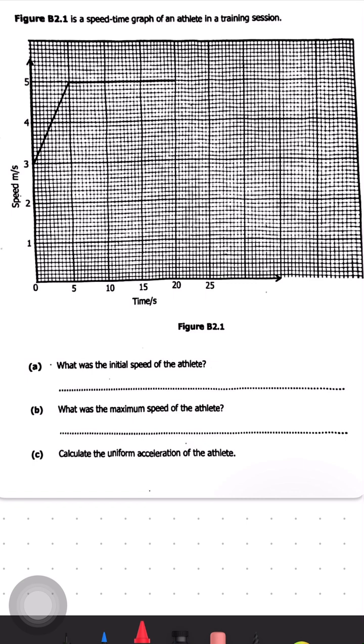When we talk about the initial, we're talking about where the athlete started his journey from. So the initial was this side. So this was how much? 3 meters per second. They're saying the initial speed. The units of speed are meters per second.